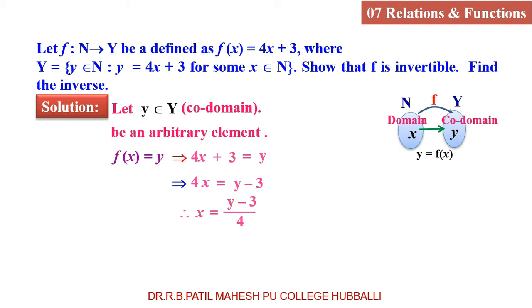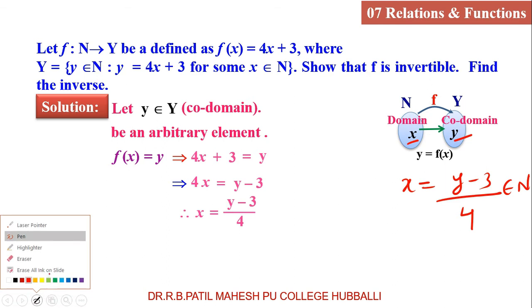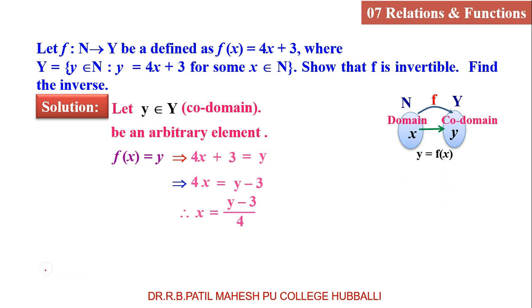Dear students, y belongs to capital Y, x belongs to capital N. So what is the x value here? (y minus 3) divided by 4. This belongs to the domain of the function for every y belonging to the codomain. Now define a function, say g, in reverse, from Y to N. f is a function from N to Y, here g is a function from Y to N, that is given by g of y.